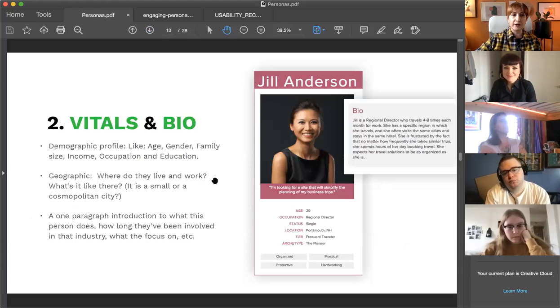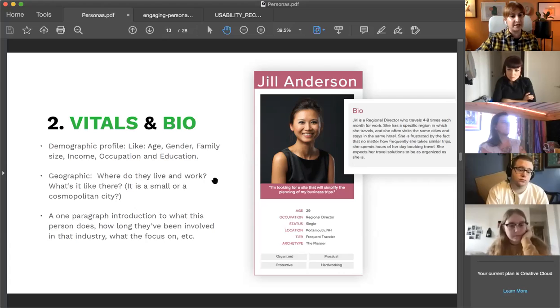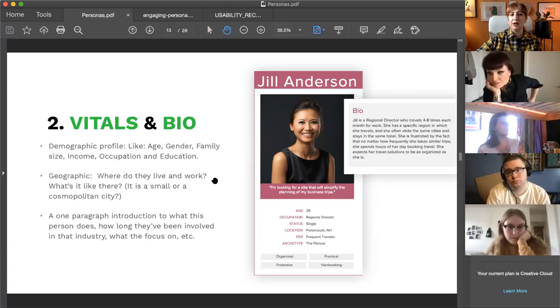Vitals and biographies. So a demographic profile: we've got age, gender, family size, etc. The geographic: where do they live and work? What's it like there? Is it a small town, a big city? And then a paragraph introduction to what this person does, how long they've been involved in the industry, what they like to focus on.